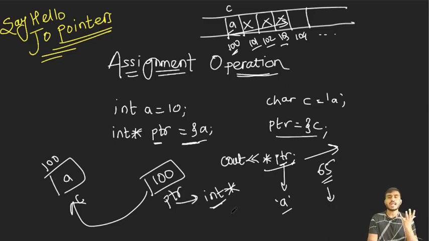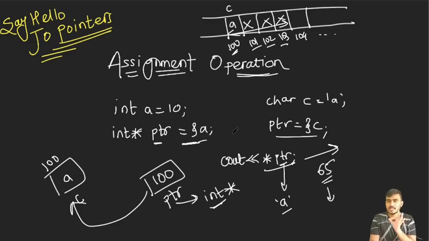Because the type of PTR is int star, the compiler can figure out that PTR is made to point to an integer variable. That means whatever address is present in PTR, the compiler will assume it is the address of an integer variable. Now we all know that an integer takes 4 bytes of memory. And as PTR is of type int star, whenever we write star PTR, the compiler will assume that PTR is pointing to an integer.